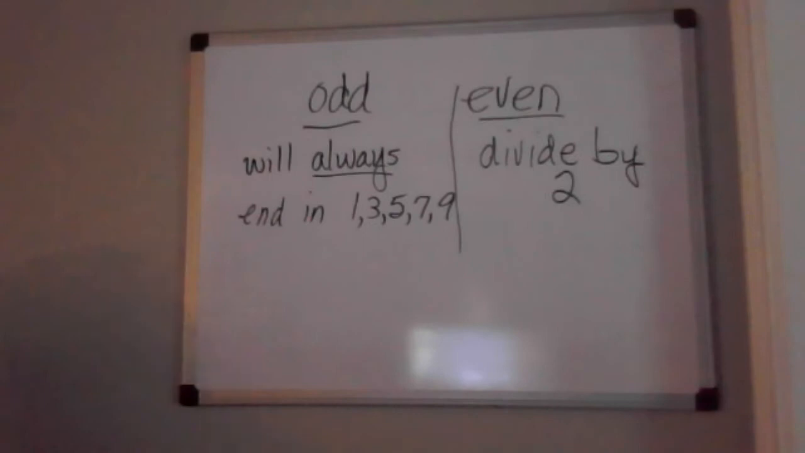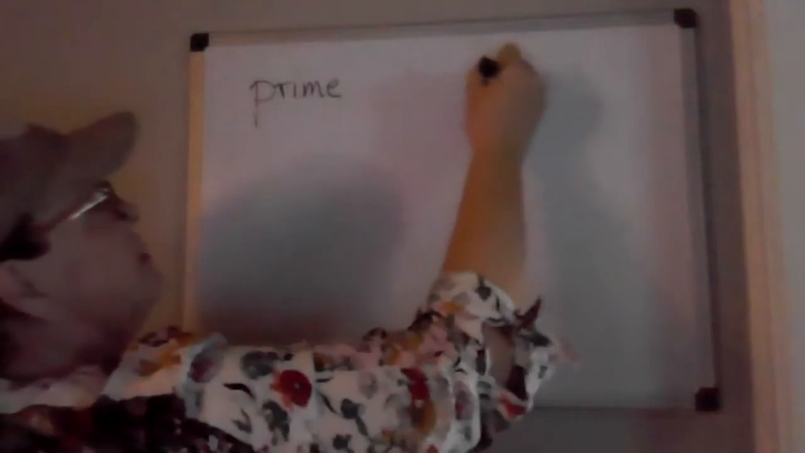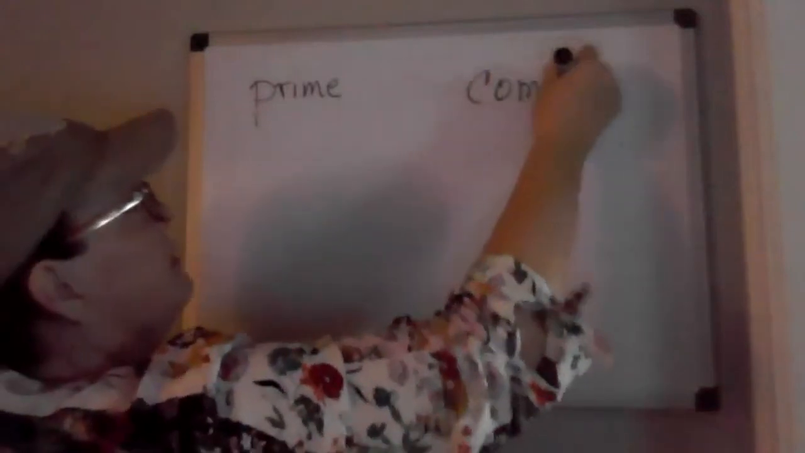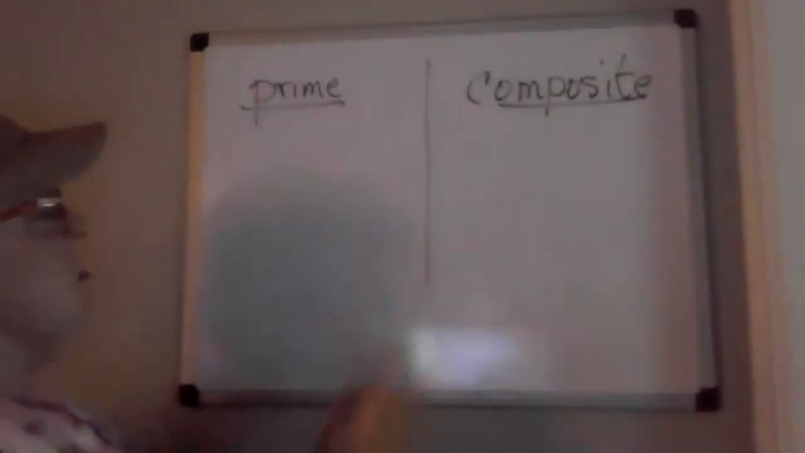Other definitions are going to be the difference between prime and composite. Now, this one, a lot of people missed in their early education. The difference between prime and composite. Now, the cool thing about this is if you learn the definition of prime, composite is everything else.